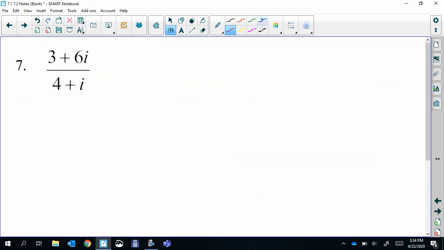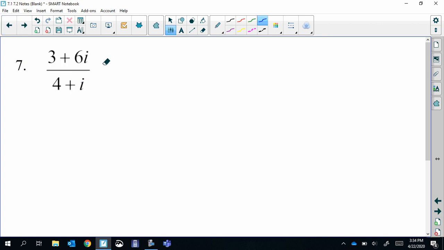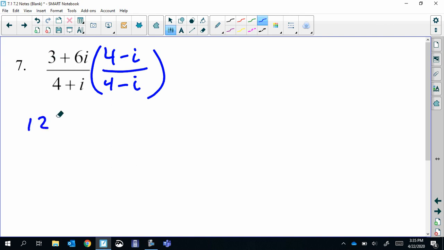All right, one more example like this. We're going to multiply by the conjugate again, so 4 minus i. Multiply it to both top and bottom. And we're going to multiply that out, so we get 3 times 4 is 12, 3 times i, 6i times 4, and then 6i times negative i would be negative 6i squared.